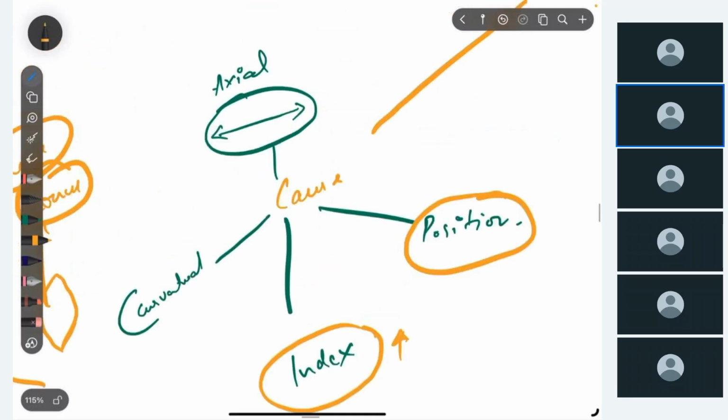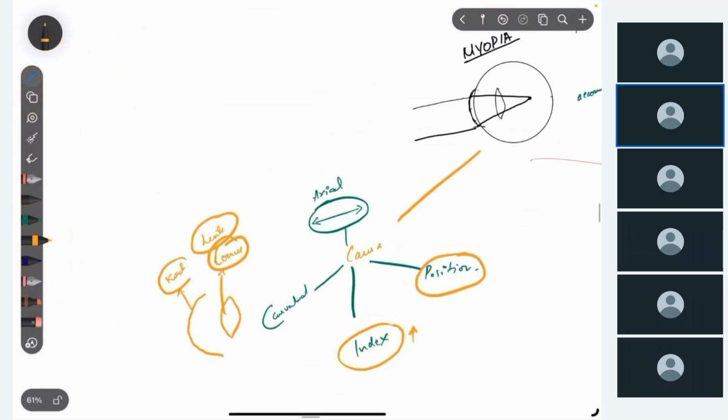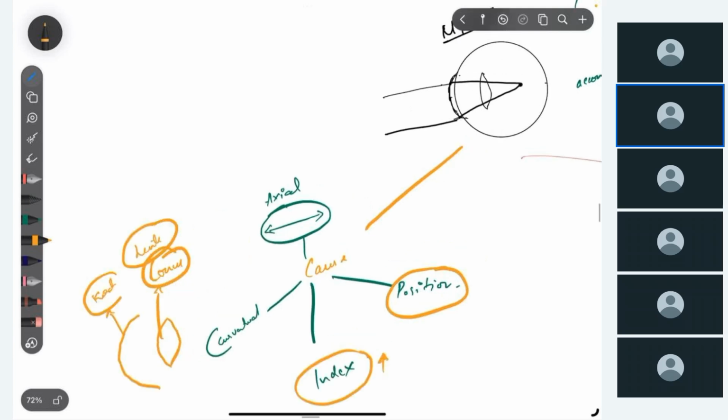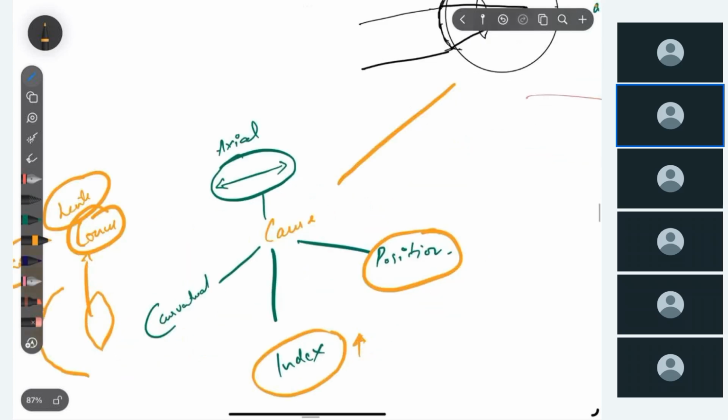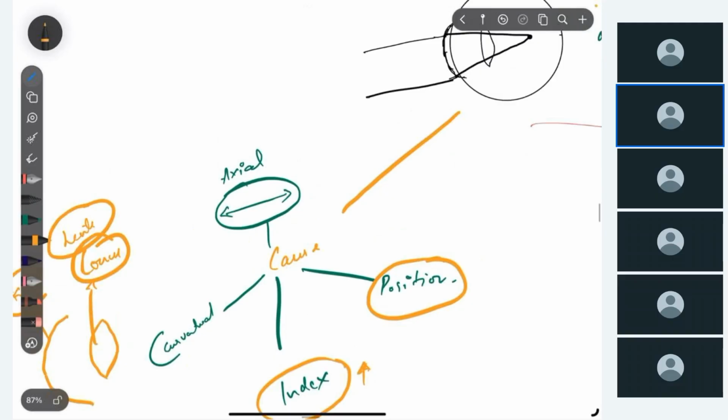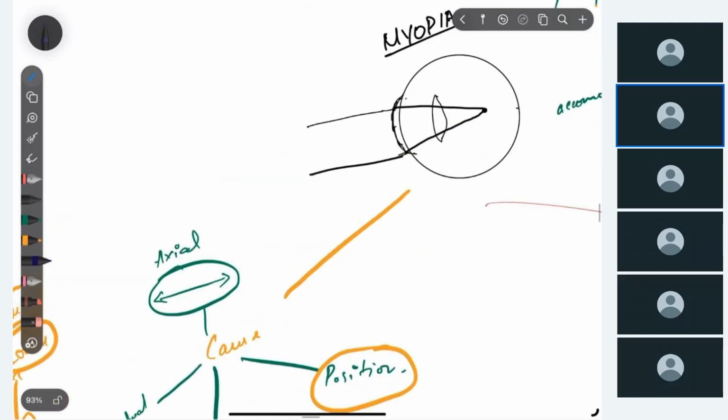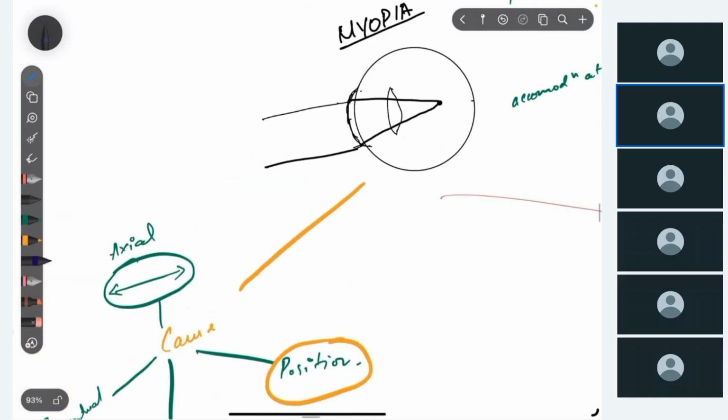Position. If the lens gets displaced anteriorly, it will focus the light before it reaches the retina. That way also it can produce myopia. And then axial length. If you move the screen away from the lens, again the lens will not be able to focus the light on the screen, that is the retina. Again you will develop myopia.